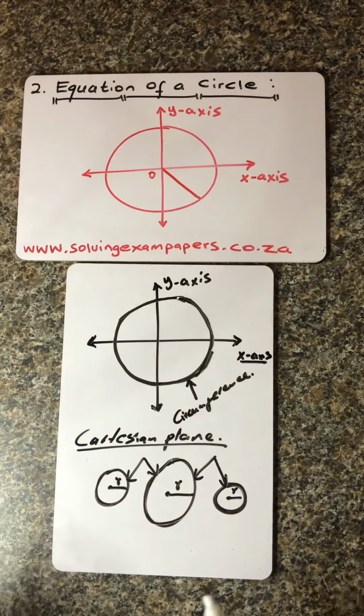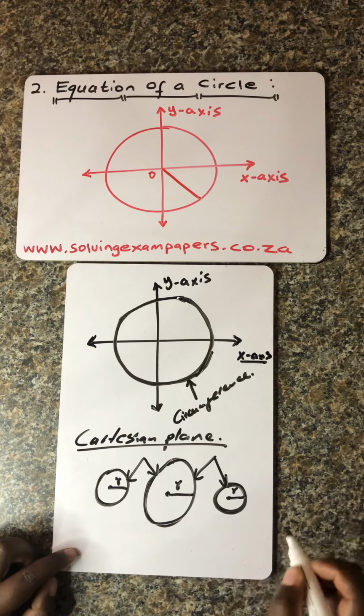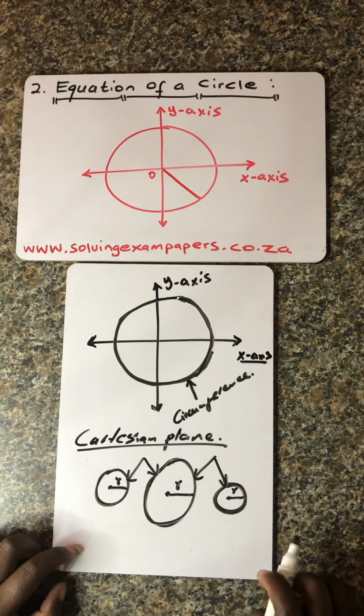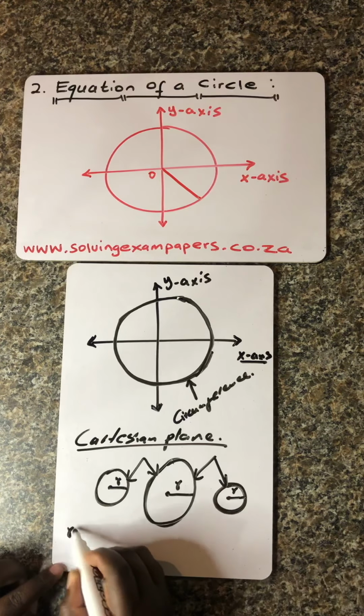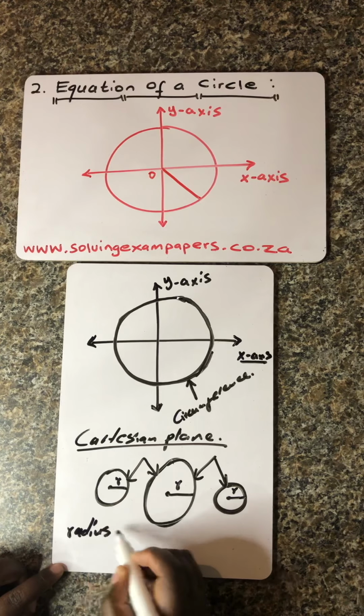So guys, a very good question may be asked. What is a radius? Ladies and gentlemen, the shortest definition of a radius is the distance from the center to the circumference of the circle. Guys, it's a very simple and a very short definition.